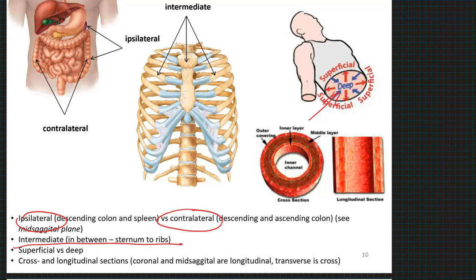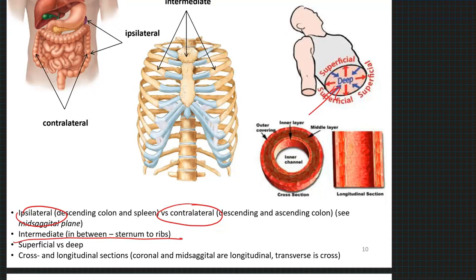If you asked me how I would categorize the heart to the lungs, I would not use superficial and deep. If you asked me how I would categorize the rib cage and the lungs, the lungs are deep to the rib cage. They're farther from the surface. That's unequivocal. Make sense? Okay.